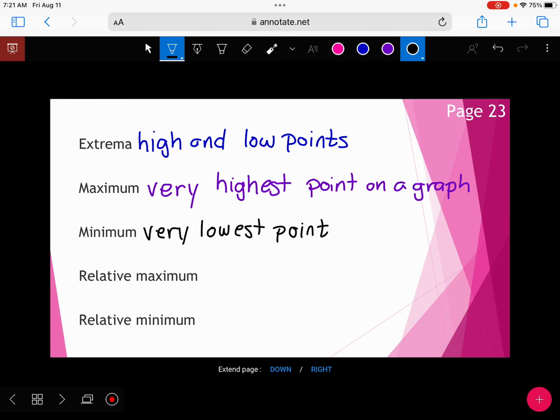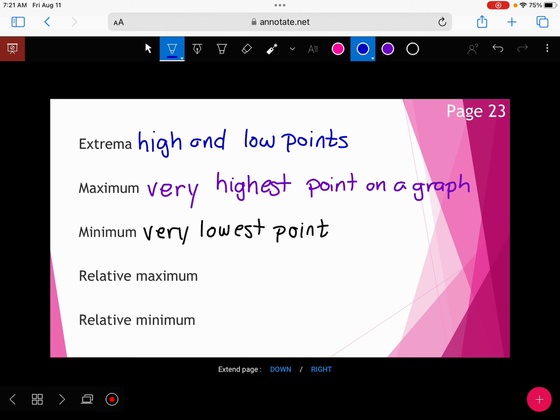Those are well and good and useful information, but sometimes it doesn't give us a really good image of our graph. What if it's got wiggle, squiggle, wiggle, squiggle? So we have something called a relative maximum and a relative minimum. What those mean is that in its little neighborhood, it's the highest. So in the nearby area.